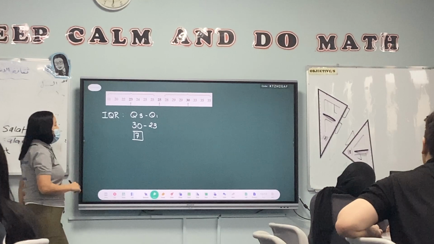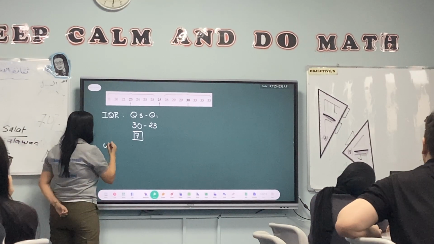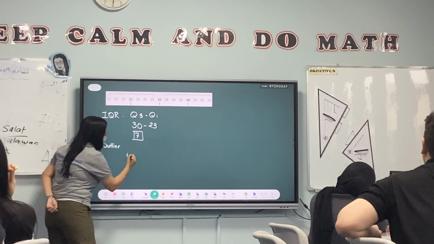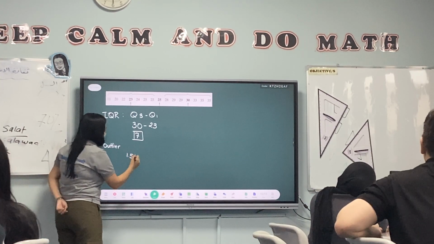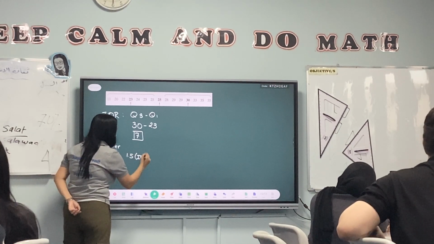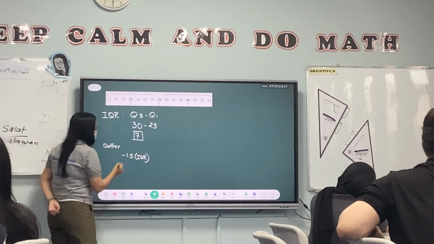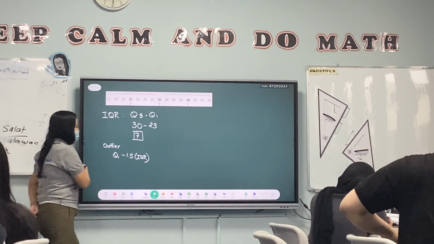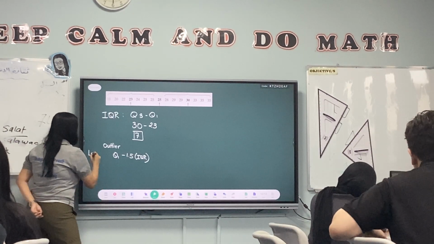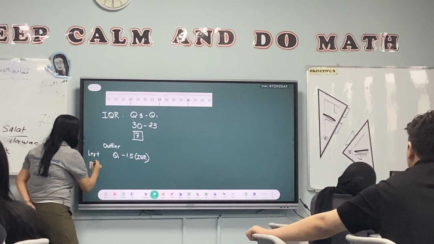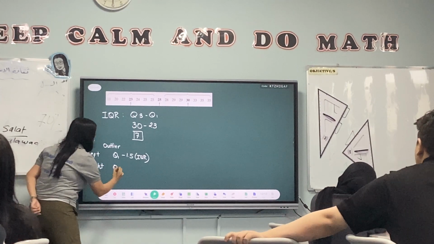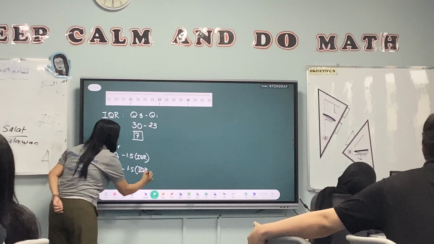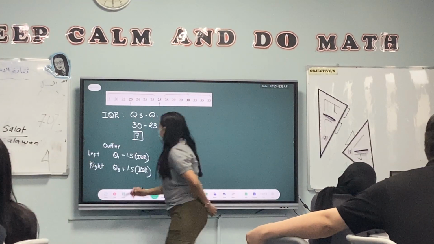Next, what's the formula for outlier? 1.5 times IQR. On the left side, quartile 1 minus 1.5 times IQR. And on the right side, quartile 3 plus 1.5 times IQR.